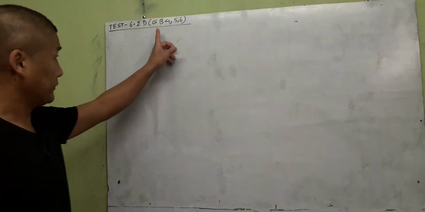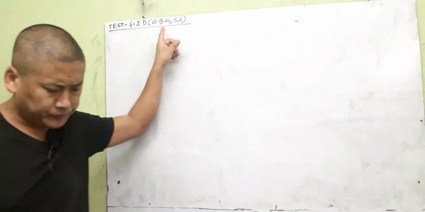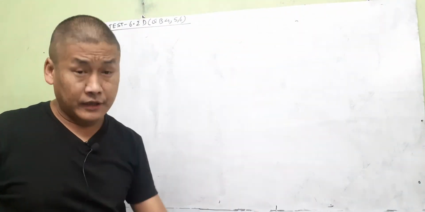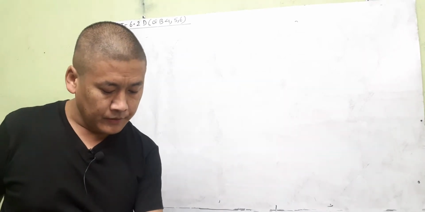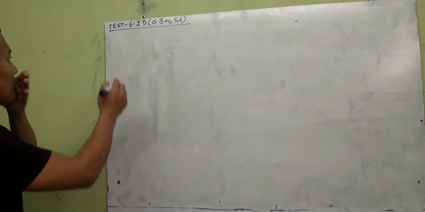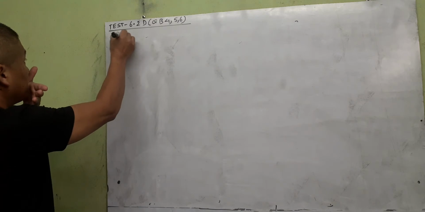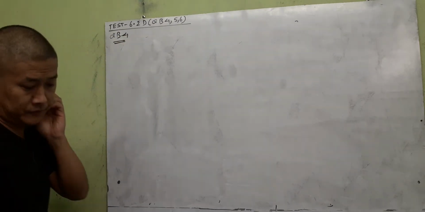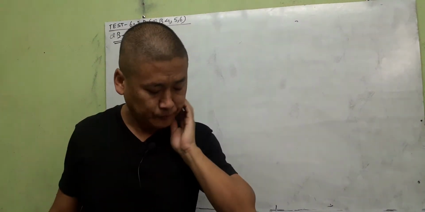This class will solve these three questions. Exercise 6.2, class 10, triangles. Okay, so here is question number 4, which we'll find on textbook page 134.